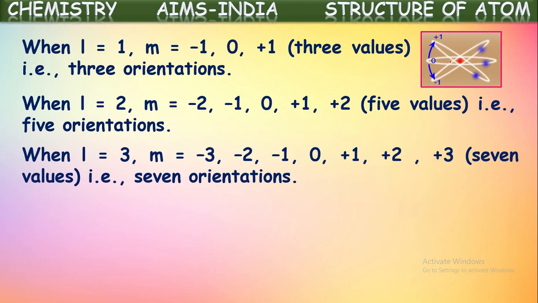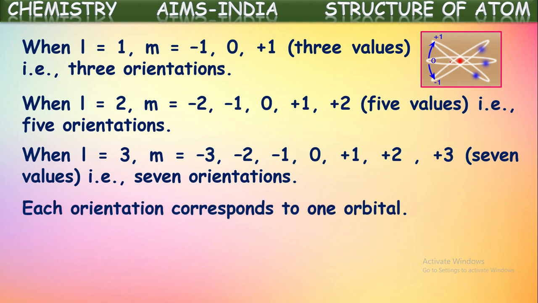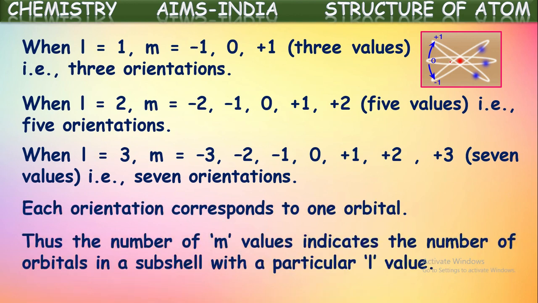In a similar way, if L is equal to 3, what will the m values be? Minus L to plus L including 0. So we can say here minus 3, minus 2 till plus 3 including 0. Totally we get 7 values or 7 orientations. Each orientation represents one orbital. So L is equal to 3 means the f subshell contains 7 orbitals. Each orientation corresponds to one orbital. Thus, the number of m values indicates the number of orbitals in a subshell with a particular L value.